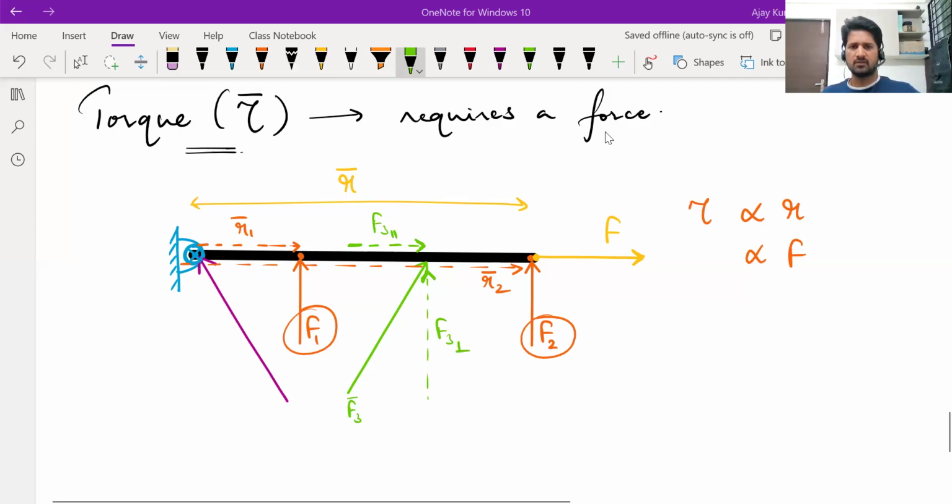No response. Okay, Rishi, tell me which component of force F3 can produce a rotational effect? Sir, perpendicular. Perpendicular component, correct.